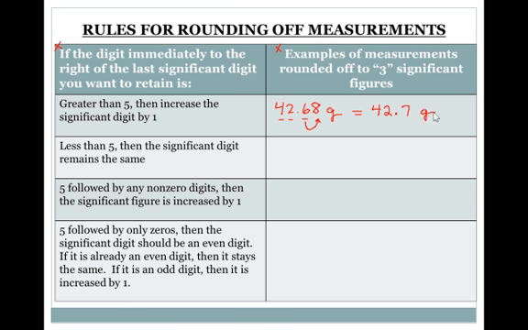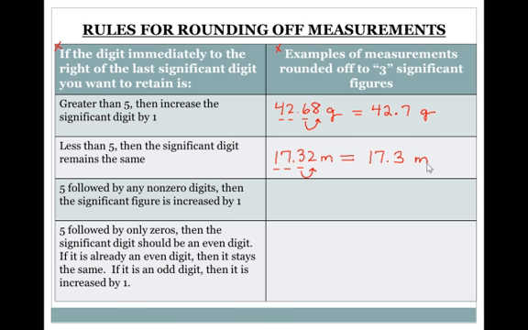42.7 grams. Now, if the digit to the right is less than 5, then the significant digit remains the same. For example, if we have 17.32 meters, and I want to round that to 3 sig figs, I'm going to count 1, 2, 3. I'm going to look immediately to the right. It's a 2. That's less than 5. So I'll leave the 3 alone and write 17.3 meters as my answer.